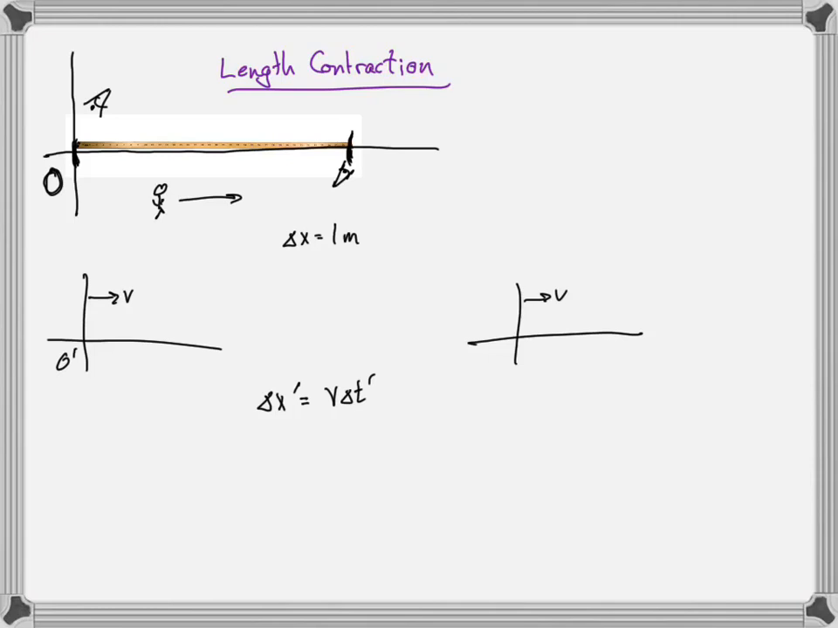So I now know the length of the meter stick was equal to my velocity times however long it took me to traverse the length of the meter stick. So really, the length of the meter stick, according to my frame of reference, is equal to my speed times how long it took me to traverse the length of the meter stick. So in the meter stick's frame of reference, we'll call L equal to 1 meter. That's the length of the meter.